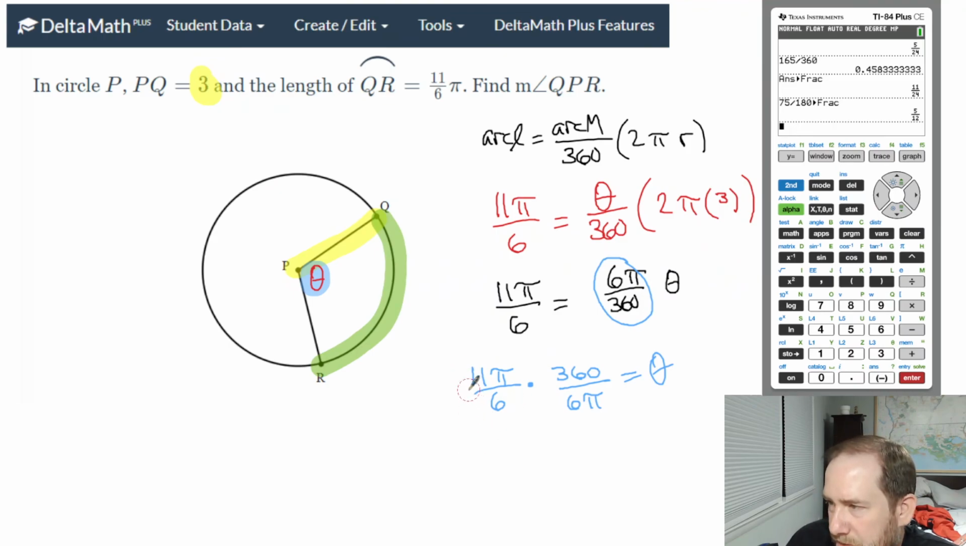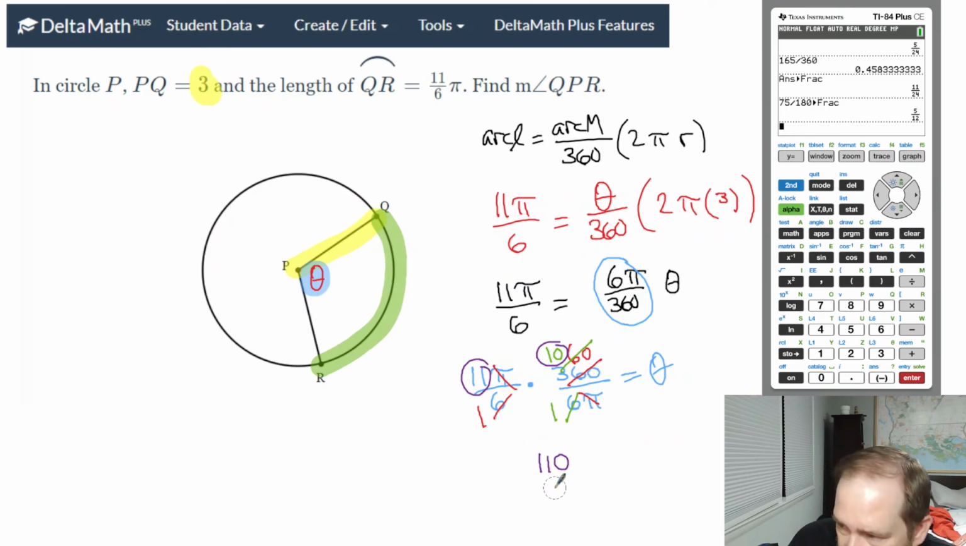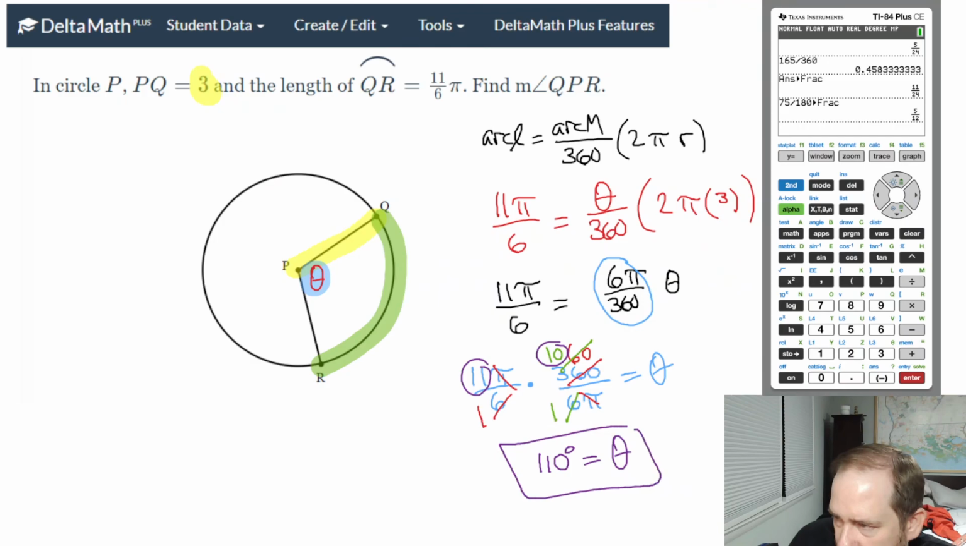Now, once we're here, how do you clean it up? Well, the pi's cancel out, that's for sure. 6 goes into 360 as well, so you get 1 and you get 60. But now, you can divide the 6 into the 60. That leaves you with 1 and 10. So what all is left? We've got an 11 and a 10 in the numerator. So that's 110. The denominator is just 1, so I don't need that. So I think that's it. That's telling us that that central angle is 110 degrees.